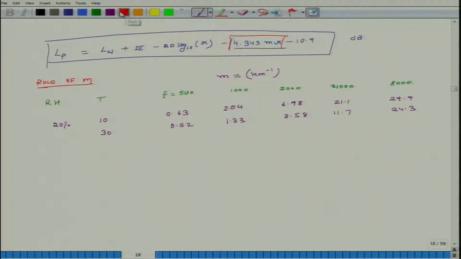And the other one is 60% relative humidity. Again we will look at the value of M at 10 degrees centigrade and 30 degrees centigrade. So, what do the numbers look like? 0.38, 0.94, 2.51, 7.92, 15. And then 0.37, 0.88, 2.14, 5.43 and 9.01. Now, you would wonder what do these numbers mean.